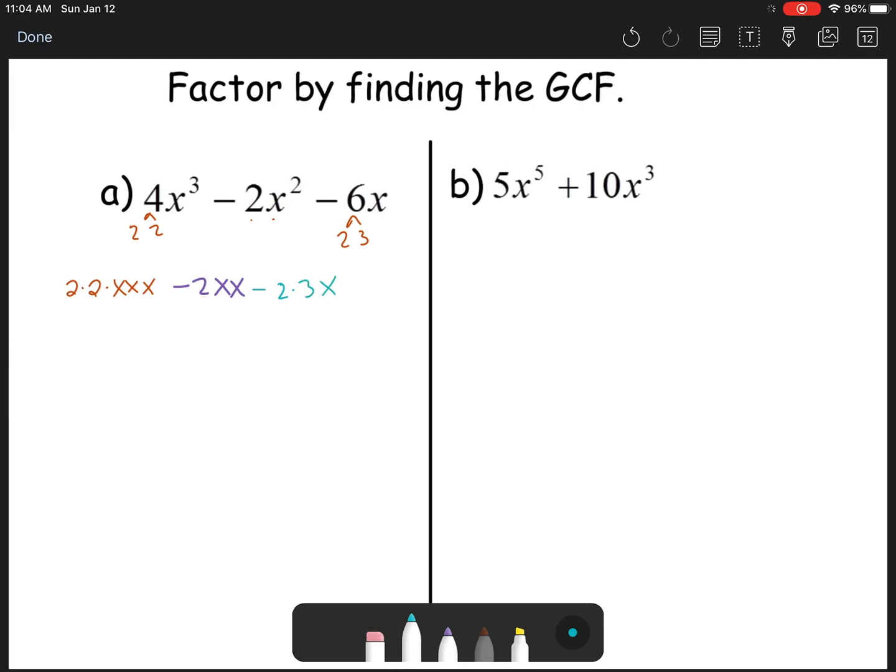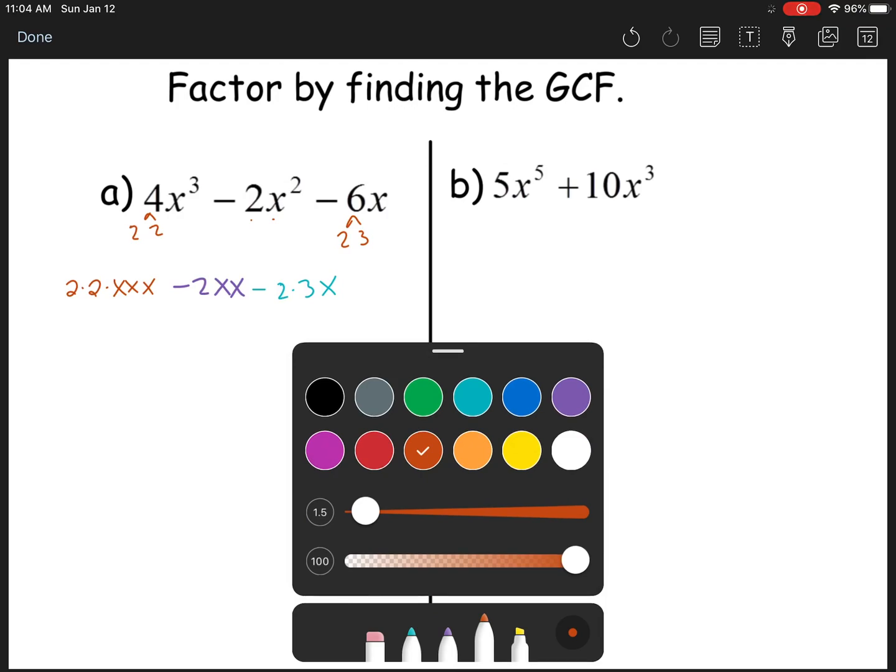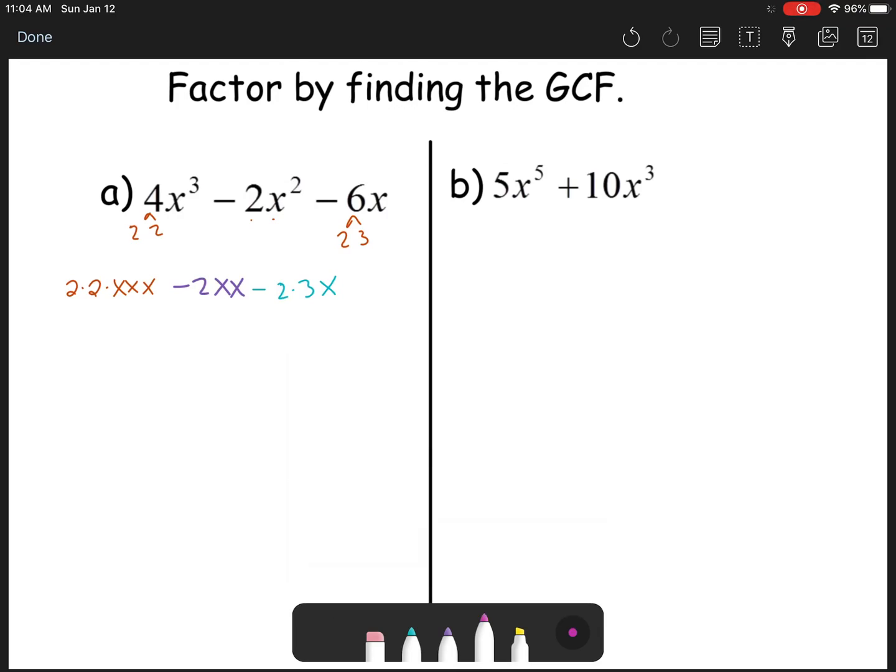And now looking at this, it's really easy to see what terms they have in common and what terms they don't have in common, right? All of them have a 2, and all of them have at least one x. So since that's the only thing they have in common, notice how the first term and the second term still have x's, but since the third term doesn't have another x, it doesn't matter. So it has to be something that every single term has in common. So that means we can take a 2x out. So our greatest common factor, our GCF, would be 2x.